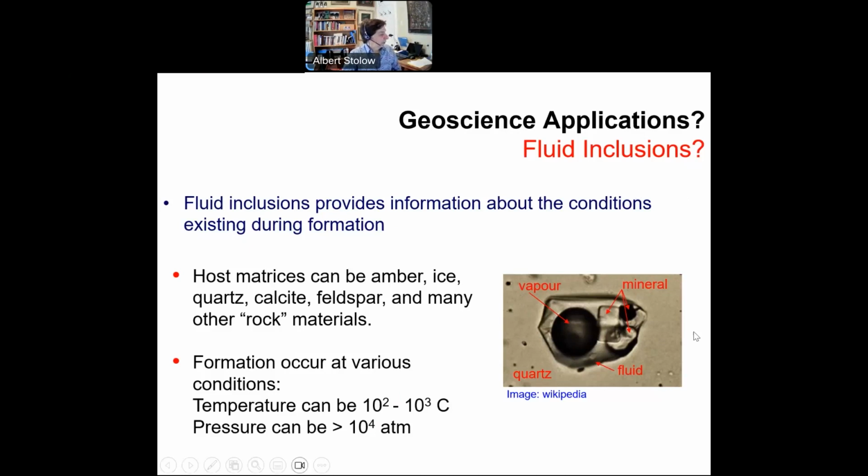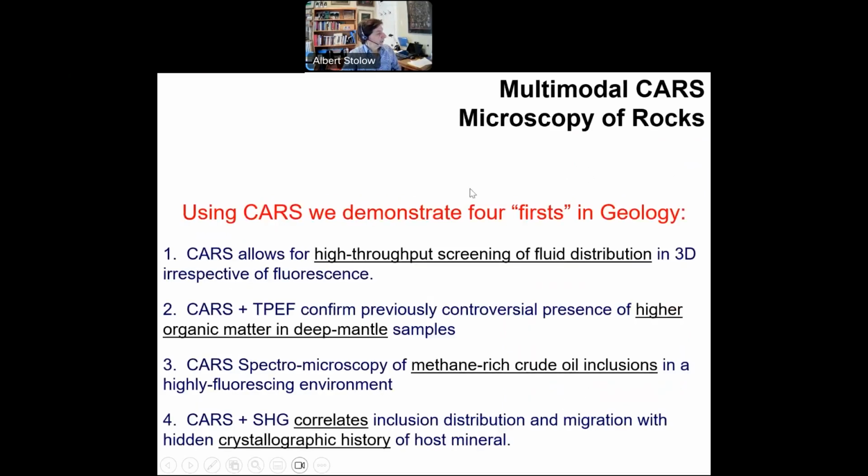So here's an example from Wikipedia showing what's called a gas bubble. They call it in geology a fluid inclusion, which shows that there's some vapor bubble trapped inside this rock. And people are interested in the conditions and the formation of these gas bubbles in rock. How does this happen? What I can tell you is that we did the first application of multimodal CARS microscopy to the earth sciences. In fact, we have 2 patents on this. So using this CARS technique, we could demonstrate 4, if you like, firsts in geology.